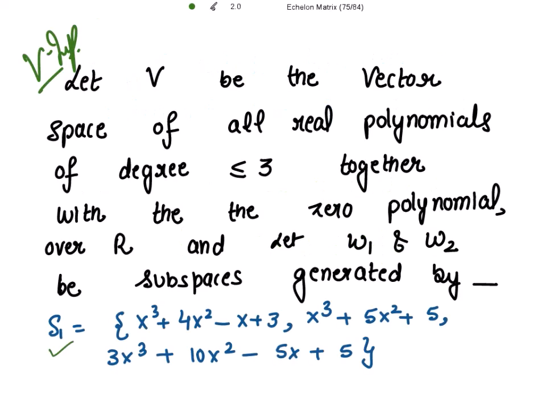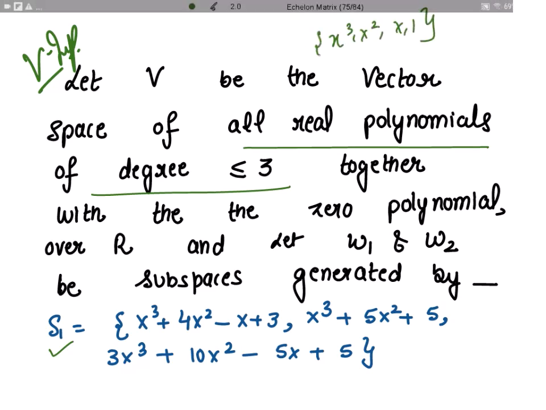So here it is given to us that V is a vector space of all real polynomials of degree less than or equal to 3. So what are the standard bases for this? It is x cube, x square, x and 1. These are the standard bases, and W1 is generated by the set of polynomials S1, right?